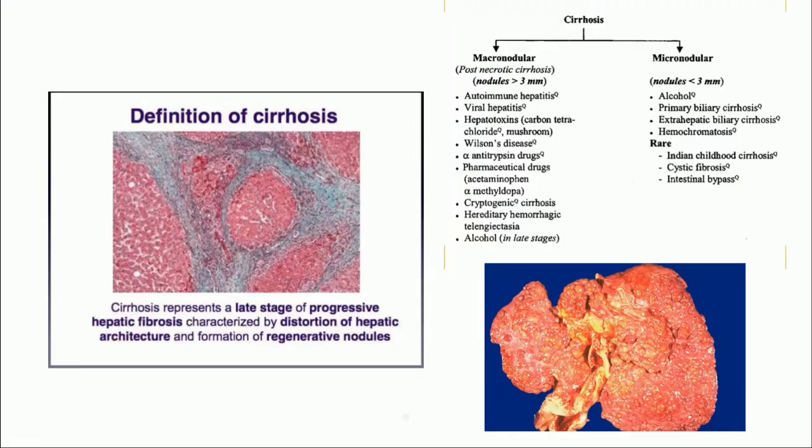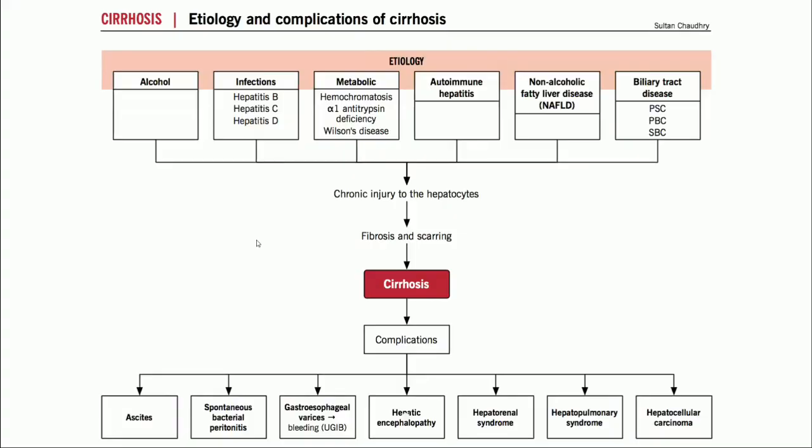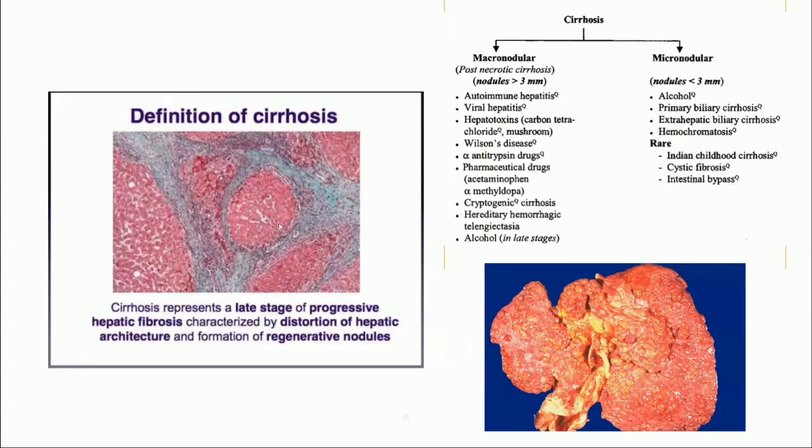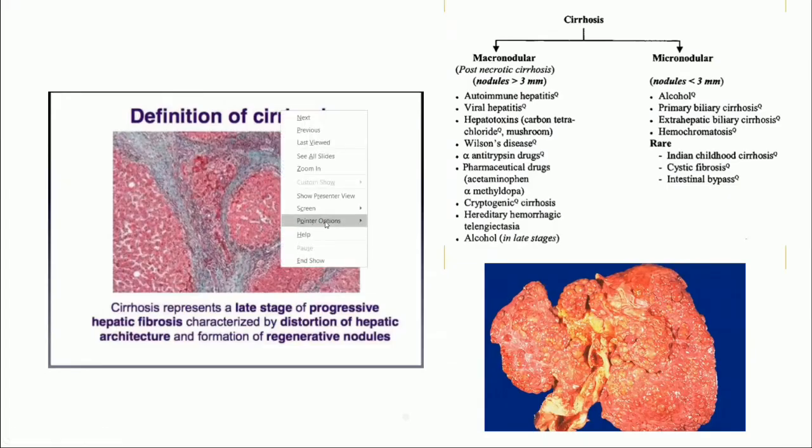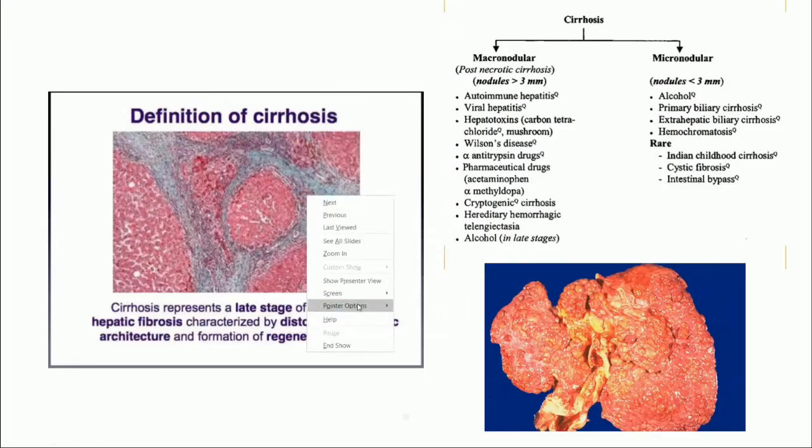Now, remember that cirrhosis is a histopathological definition, right? Remember that. So what happens is there is death of hepatocytes, right? And then there is sort of fibrous tissue replacement causing a distorted hepatic architecture. And in regions, you see regenerating nodules, right? Which is shown in this picture there. Now, remember the regenerating nodules can be of varying sizes pathologically, right? So they can be of varying sizes.